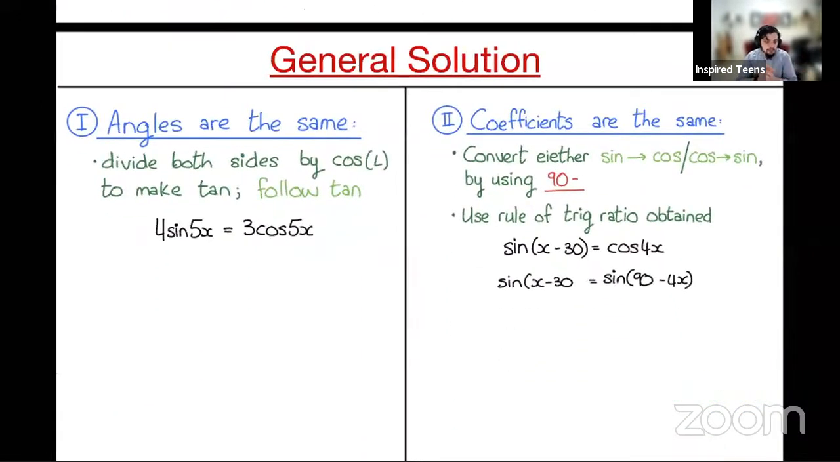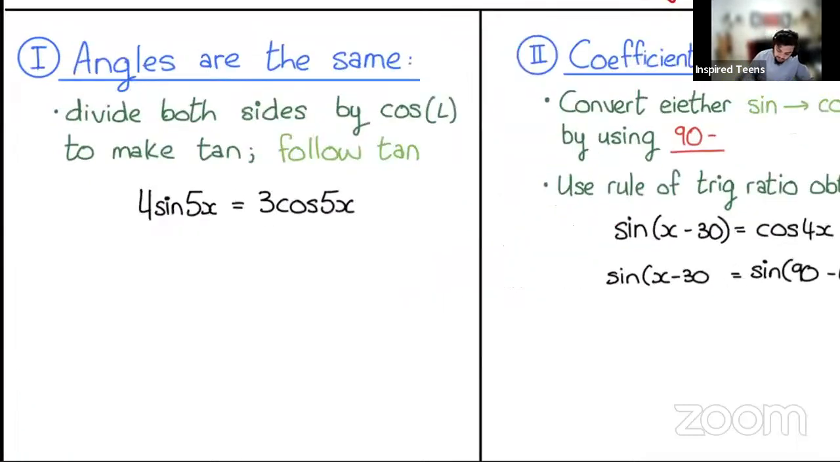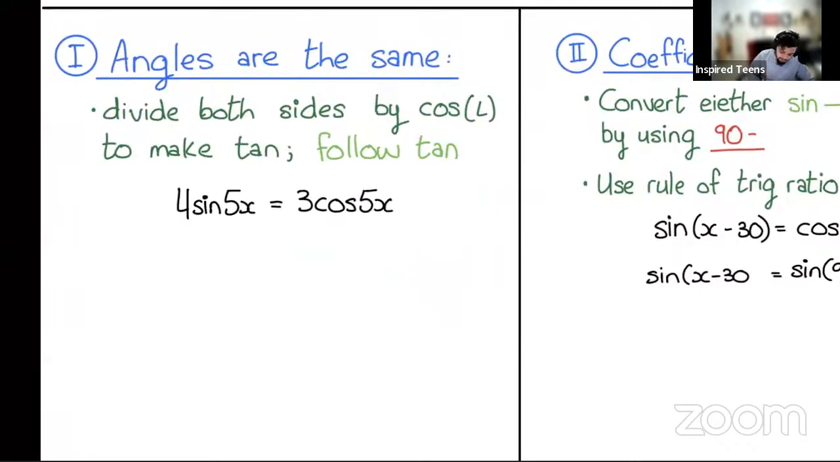So let's move on to general solution, more specifically, general solution with 2 trigonometric ratios. How do we solve those? So what does an example look like? Let's have a look. Before we read the instructions, we look at what kind of example it is.